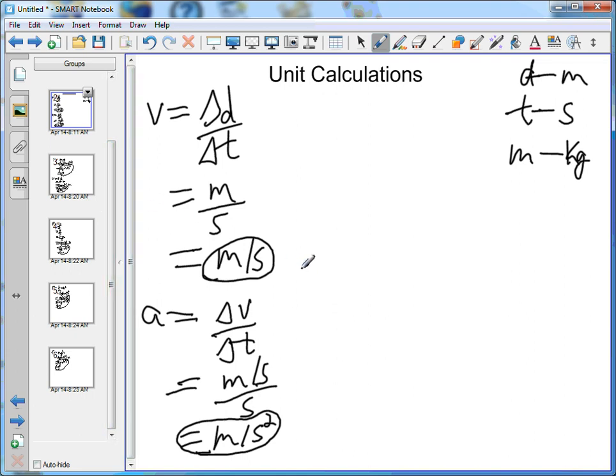Also, along those same lines, if you're given a set of variables in the equation and you have to figure out what equation to use, well, if you're given a distance and a time, in other words, a unit that's measured in meters and a unit that's measured in seconds, and you're asked to find the acceleration, you can't use acceleration a equals delta v over delta t, because you need something that's in meters per second and something that's in seconds.